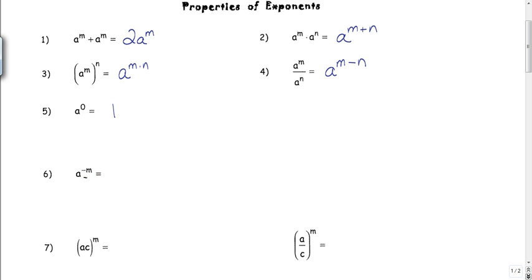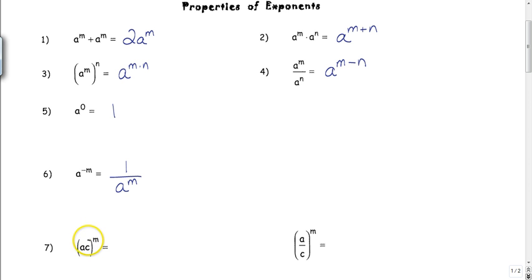Negative exponents. That means they'd rather be on the other level. So this is 1 over a to the m. The negative exponent means reciprocal. So if a to the m is unhappy being at top, he's negative, he'd rather be positive downstairs in the bottom. You are allowed to distribute.